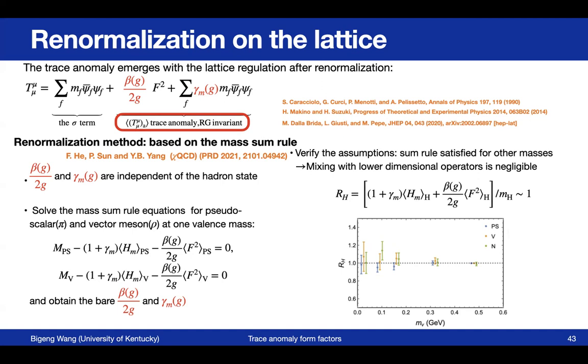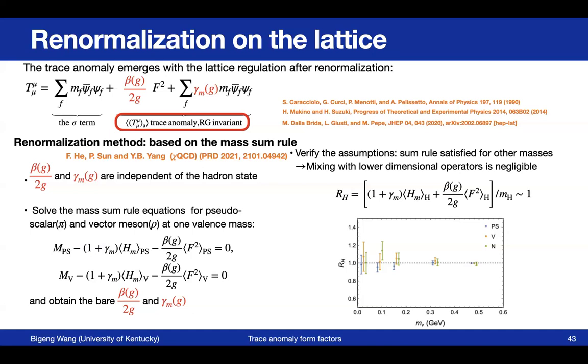So we try to solve the mass sum rule equation to get the coefficient of these two operators. But we know there is some lower dimensional operator, but we still calculate these coefficients, which is scheme dependent, using the tool of the mass sum rule, like the pion mass sum rule, so that we can solve for the coefficients for these two operators.